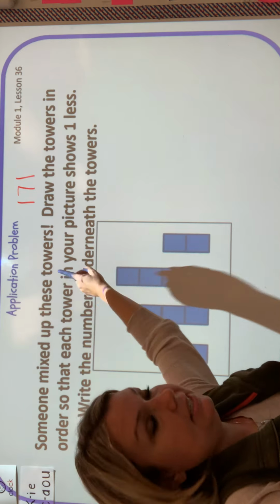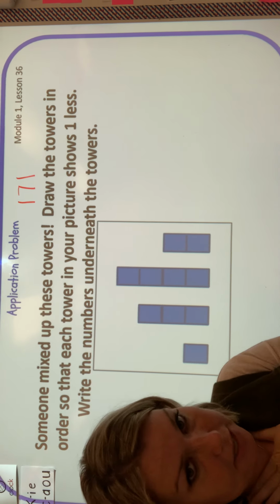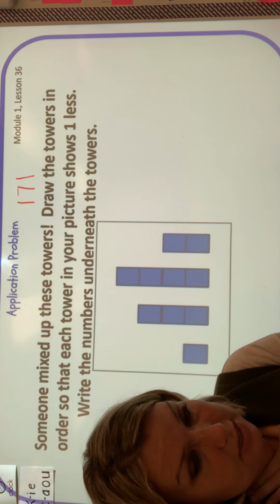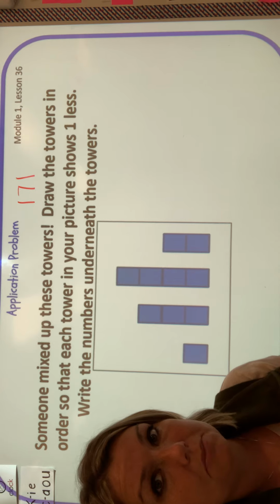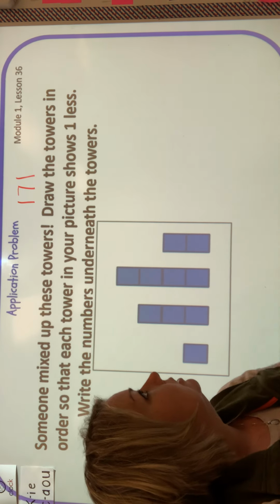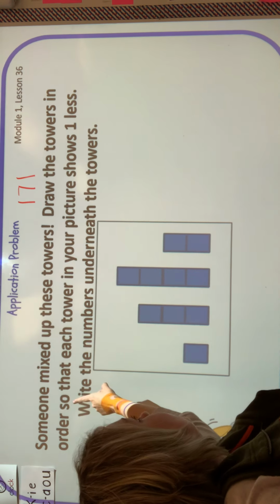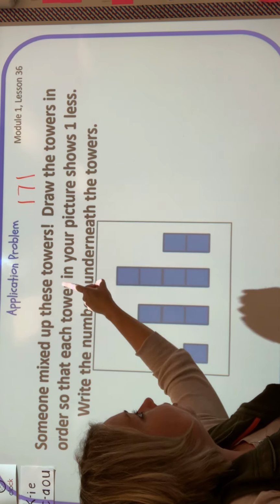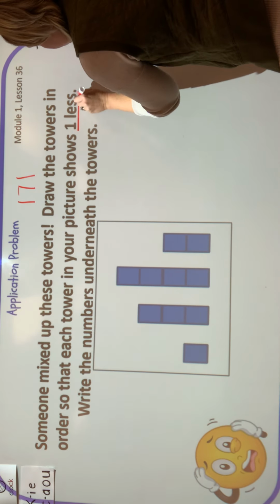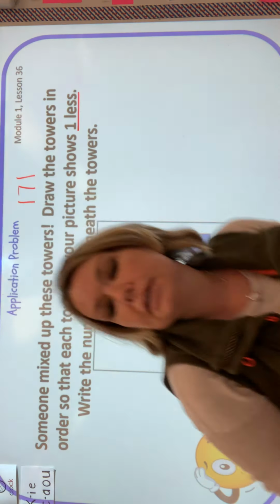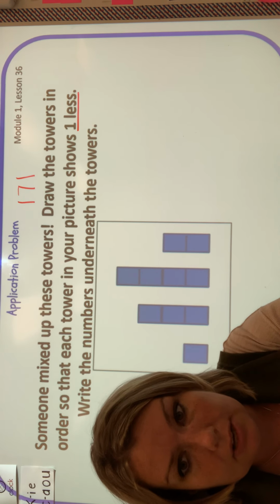All right. Now, let me read the first sentence 1 more time. Someone mixed up these towers. Is that giving me any instructions? Do I do anything? No, it's just letting me know that someone mixed up the towers. Now, draw the towers in order so that each tower in your picture shows 1 less. And I'm going to underline 1 less because that's important. 1 less is very important.